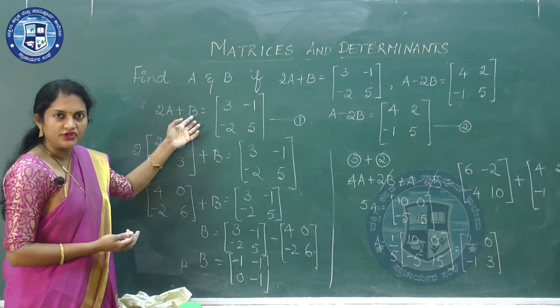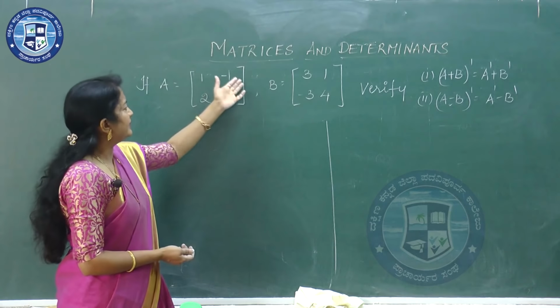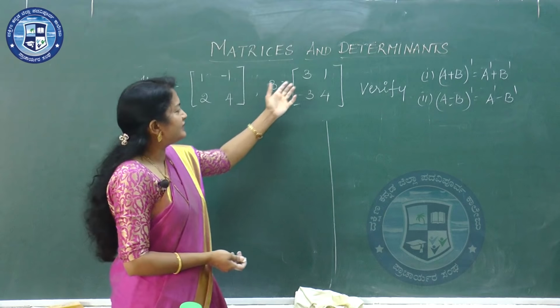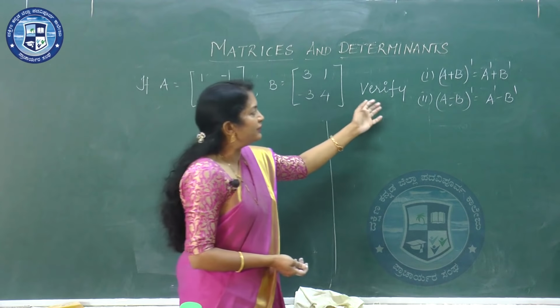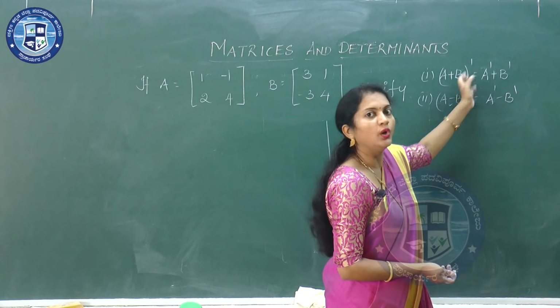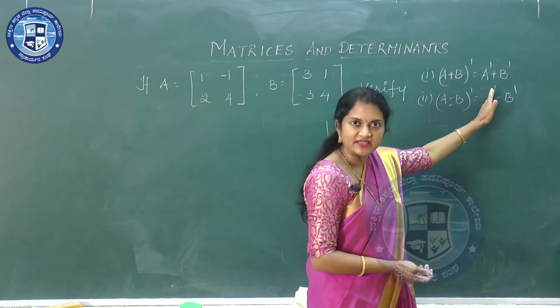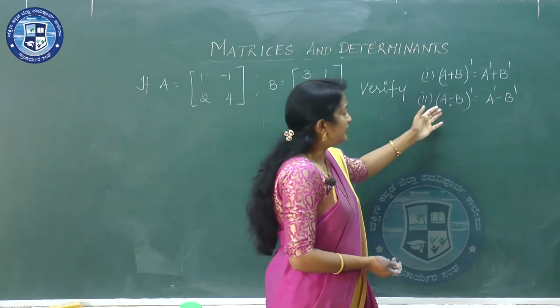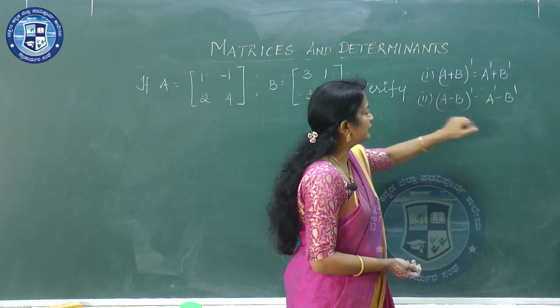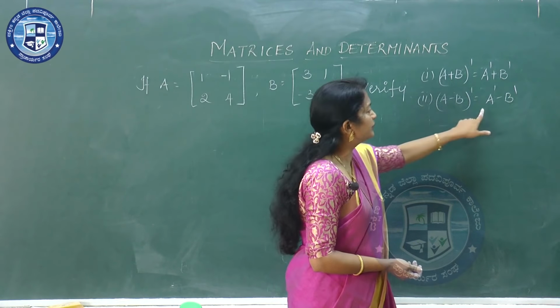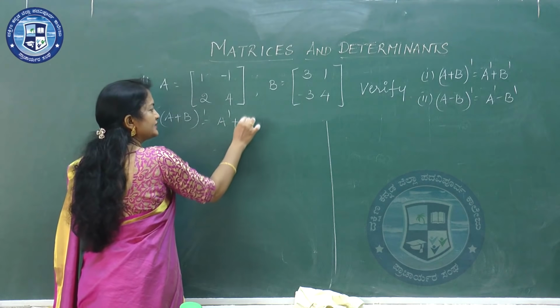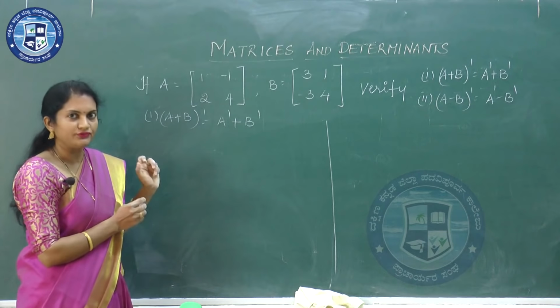So the next question is, if A is equal to [1, -1; 2, 4] and B is the matrix [3, 1; -3, 4], verify that (A plus B) whole transpose is equal to A transpose plus B transpose, and (A minus B) whole transpose is equal to A transpose minus B transpose. These we are trying to verify. So first one is (A plus B) whole transpose is equal to A transpose plus B transpose. This one we have to verify.